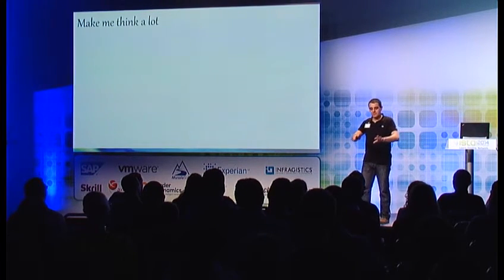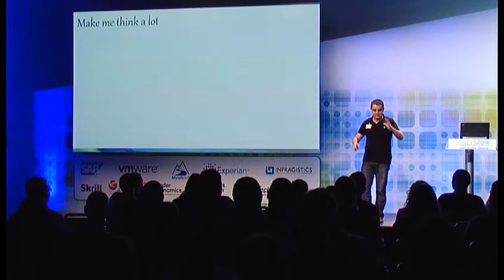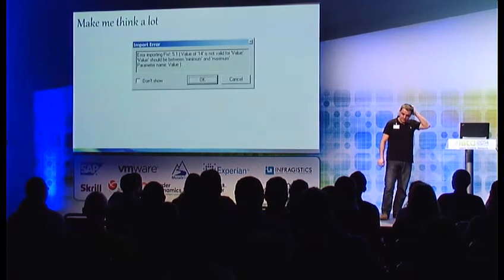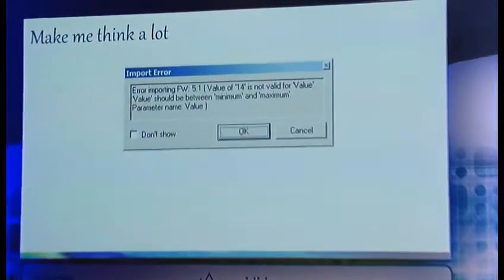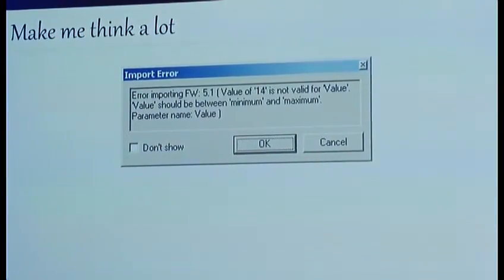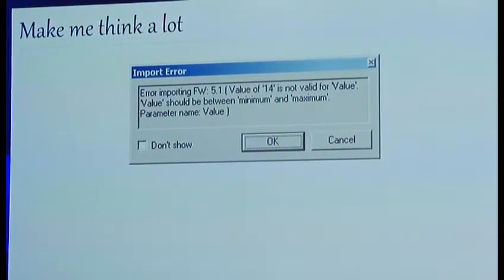Now there are those that make me think. Now thinking is good. Now there's one of these. I'll read it for you. Error importing FW 5.1. Value of 14 is not valid for value. Value should be between minimum and maximum. Parameter name: value. Okay. Oh, cancel. What happens if I click cancel? At least there is this don't show again. No.